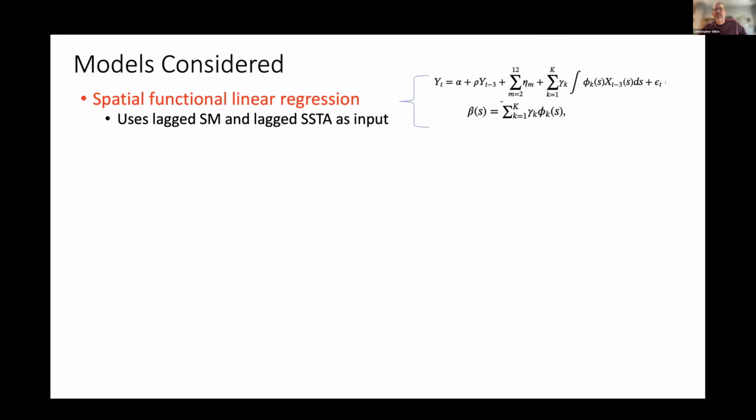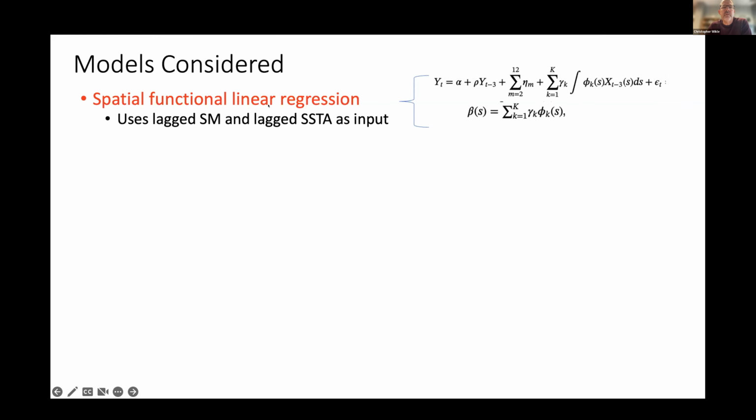So here are the models we considered. The first is a baseline parametric model. We used spatial functional linear regression, and you can see it here. The key to it is that it has the lag soil moisture. It also has a little seasonal term in it. But the important part, I think, is this functional regression part, which is basically averaging over the sea surface temperature anomalies, and then there's a weight associated with that. You can then get spatially varying regression coefficients through these basis functions, which in this paper I think we're using empirical orthogonal functions, and you get the coefficients through this sum.